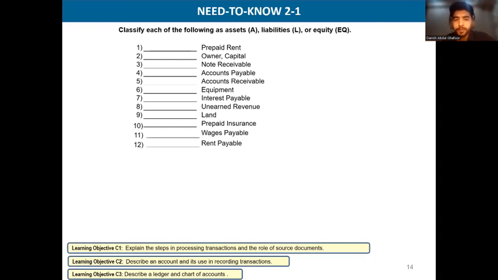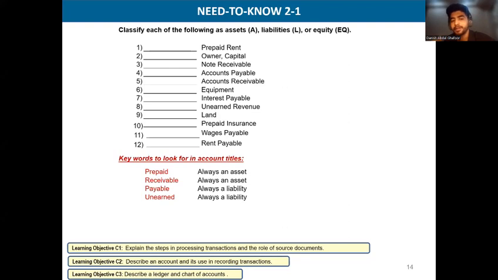So the first one is prepaid rent, owner capital. Prepaid rent, as I already told, prepaid means you have already paid for something or any service that you haven't received yet. It means it is going to provide you future economic benefit. You will be receiving the service in future. So it's an asset, as we already discussed.